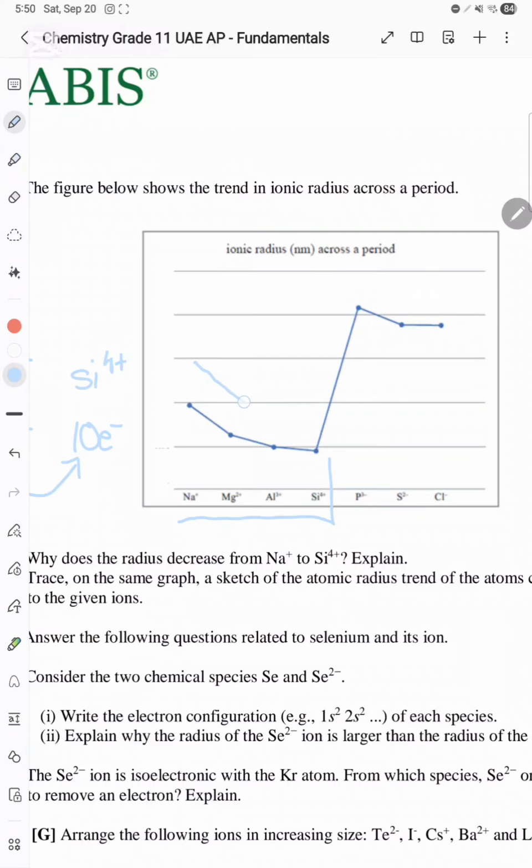So it's most likely just going to be like there. I'm just going to copy what they drew, and they drew something like this. They don't really care if you draw it correctly or not. They just want to see that you know that the radius increases when it's an atom for the cations and decreases when it's for the anions. Now let's move on to question 9.